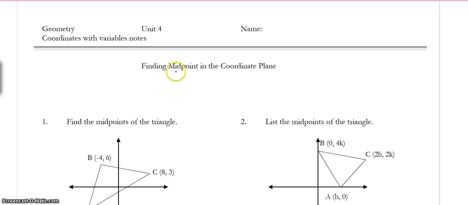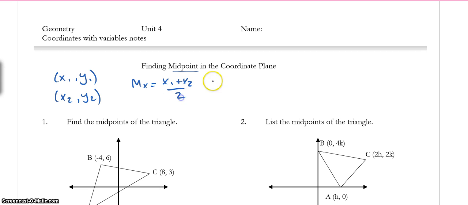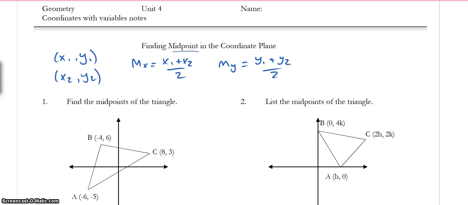So the first thing we want to do is review the midpoint in the coordinate plane. Now if you remember, we find the midpoint between two coordinates. In this case we'll call them x1, y1, x2, y2. So the midpoint of my x coordinate would be the average of my x's, and the midpoint of my y coordinate would be the average of my y's. Alright, so that's a review of our formulas. Now let's put them to use.